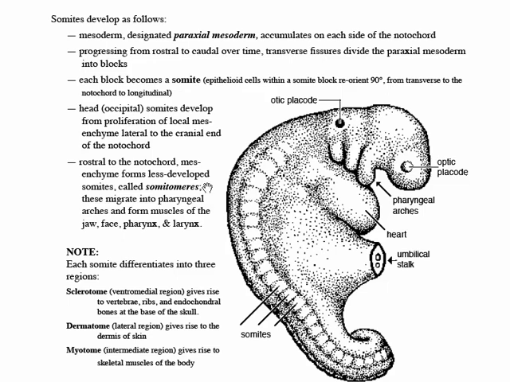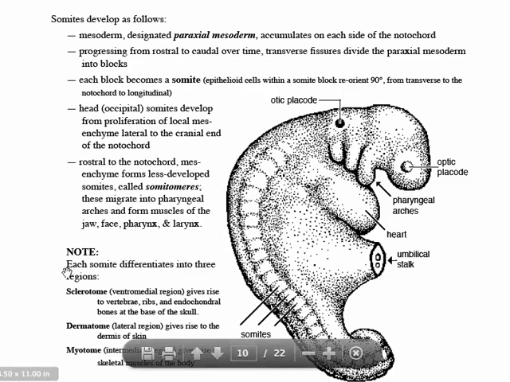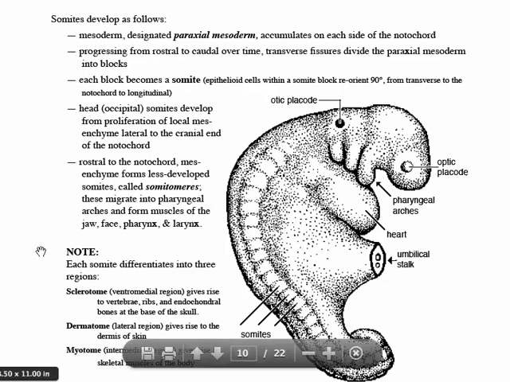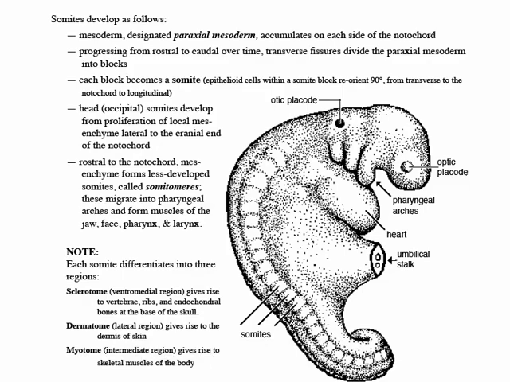Those somites that develop rostral to the notochord in the head are called somitomeres, because they are not as well developed as typical somites are. Each somite differentiates into three regions: a sclerotome, which becomes the axial skeleton, vertebrae and ribs and bones at the base of the skull; the dermatome, which gives rise to the dermis of the skin; and finally a myotome, which becomes the skeletal muscle of the body.